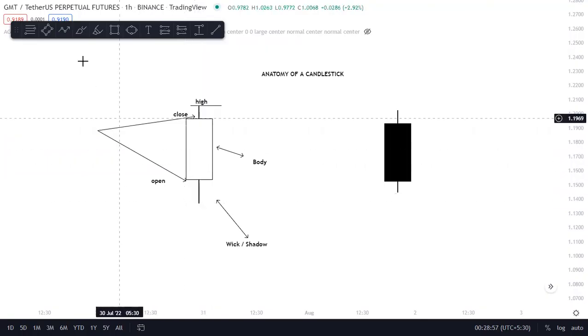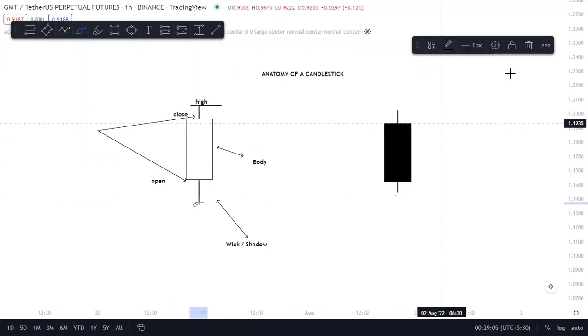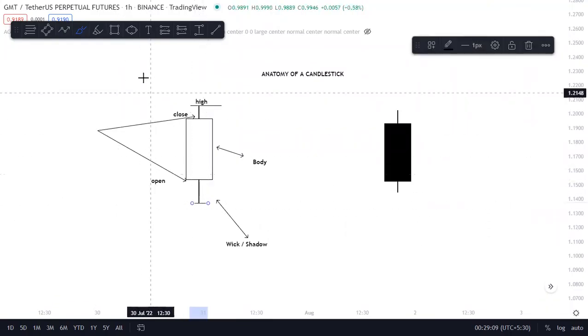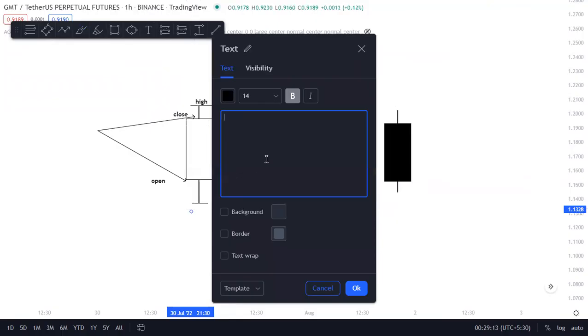And this is the lowest point price reached. See this low, right? That is the lowest point price reached. So this one you mark as the low. This is the low of price.